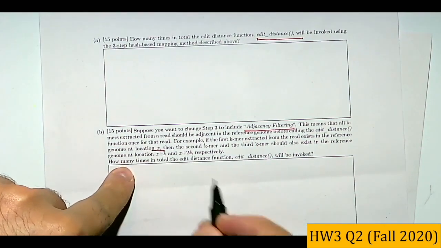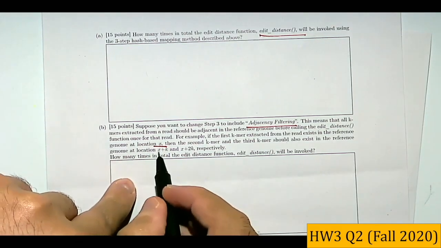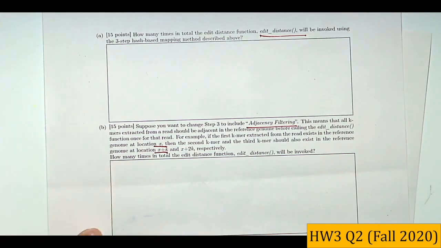You can see they said if the first k-mer is happening at the location X, then the second one should be at X plus K, which is 5. So they should really be next to each other. The distance between the k-mers should be 0.